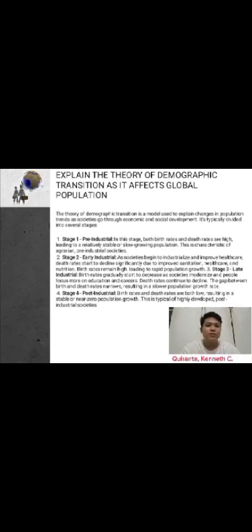Number 2, Stage 2. It is called early industrial. As societies begin to industrialize and improve healthcare, death rates start to decline significantly due to improved sanitation, healthcare, and nutrition. Birth rates remain high, leading to rapid population growth.